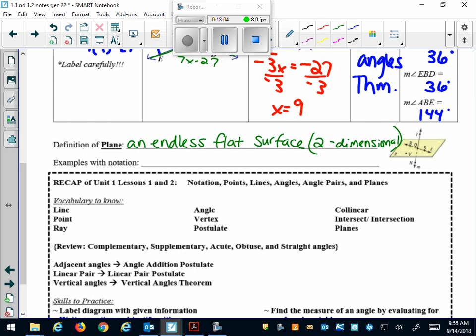So the notation for plane, we have to actually use the word P-L-A-N-E, and then we need 3 letters from 3 points that are contained in that plane, but you have to use 3 non-collinear points. You can't use points that are all lined up. So this could be called, let's say, plane R, Q, V. 3 non-collinear points.